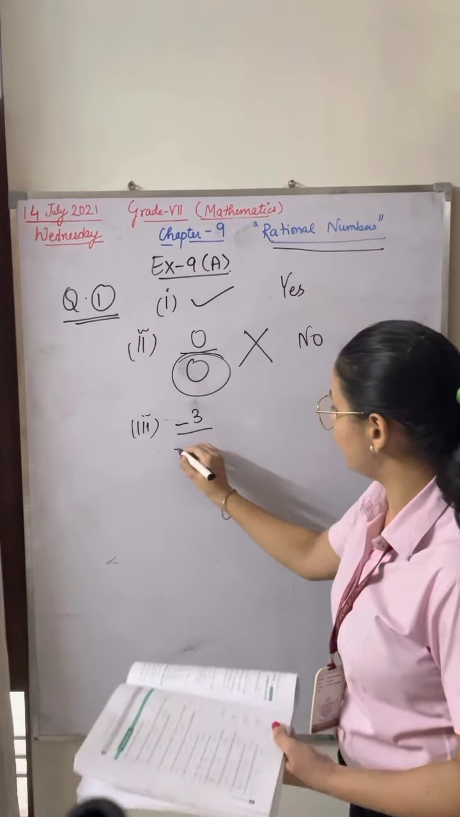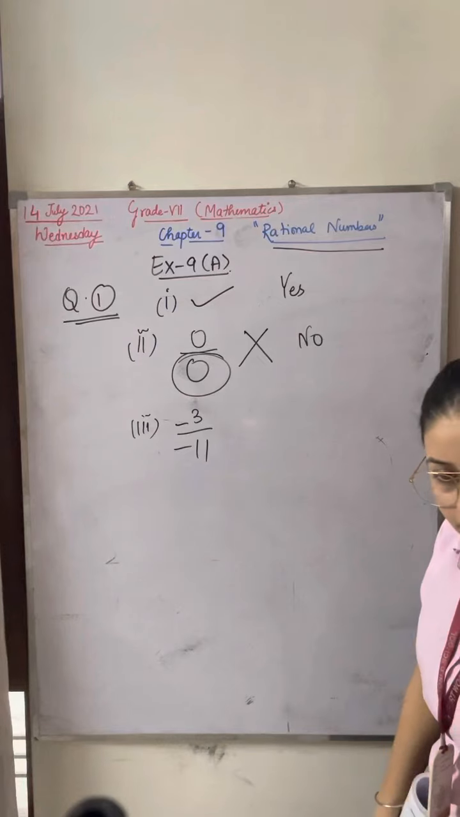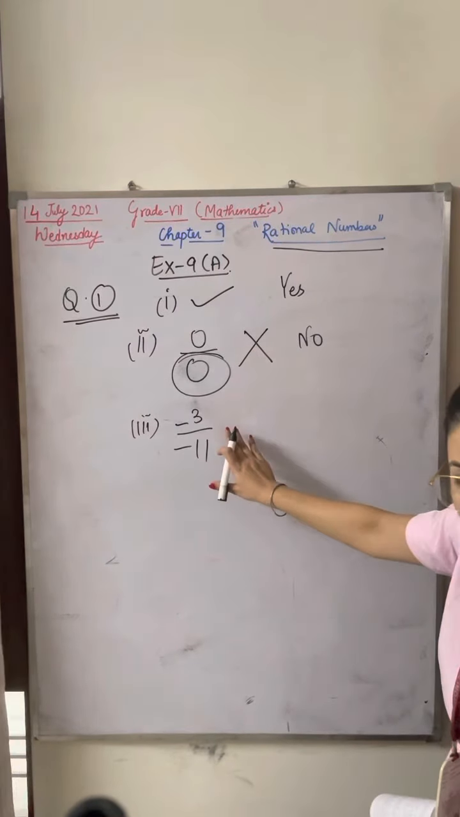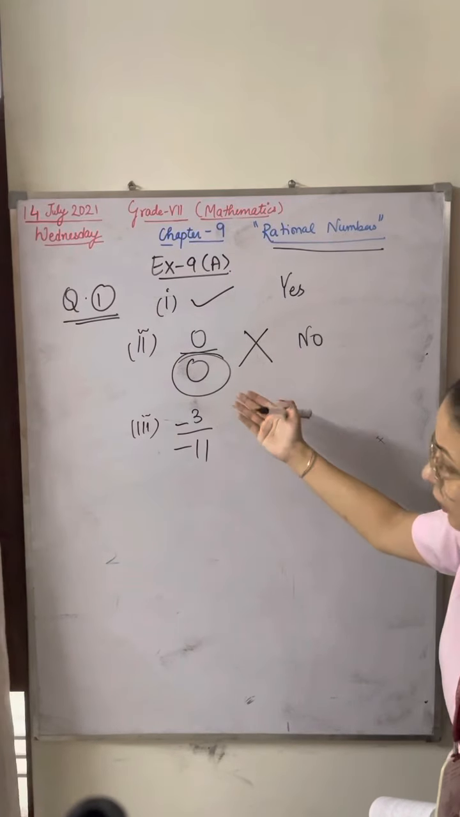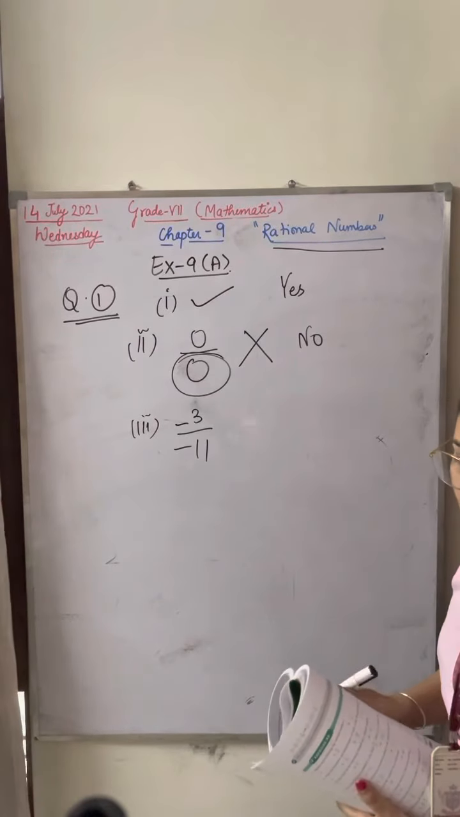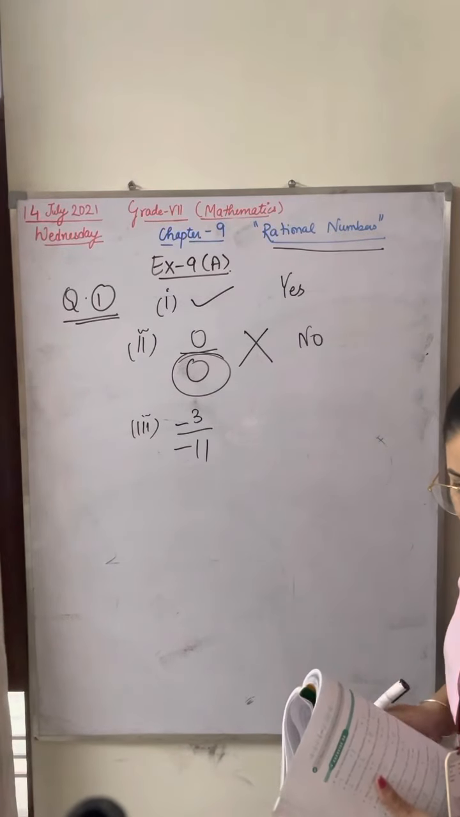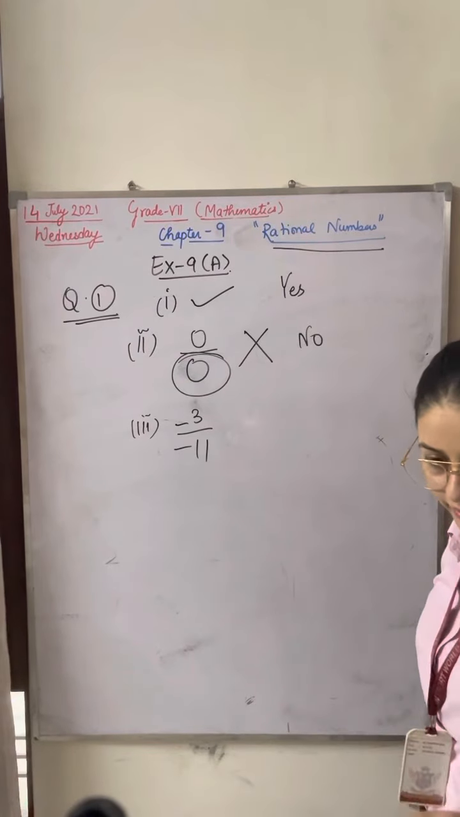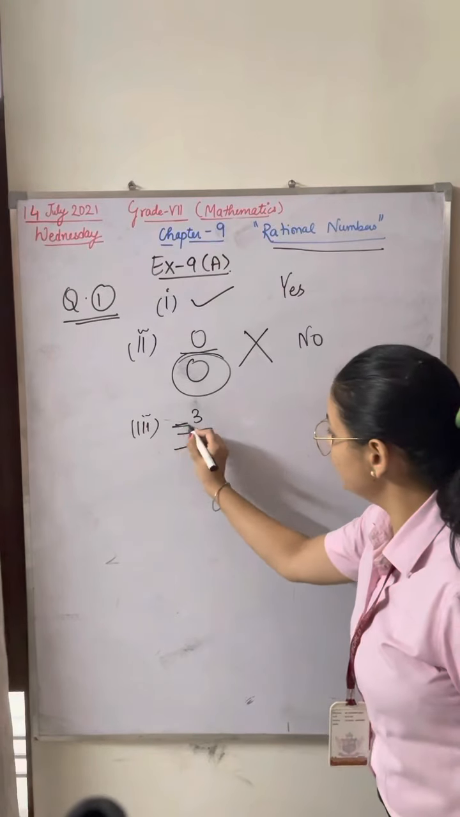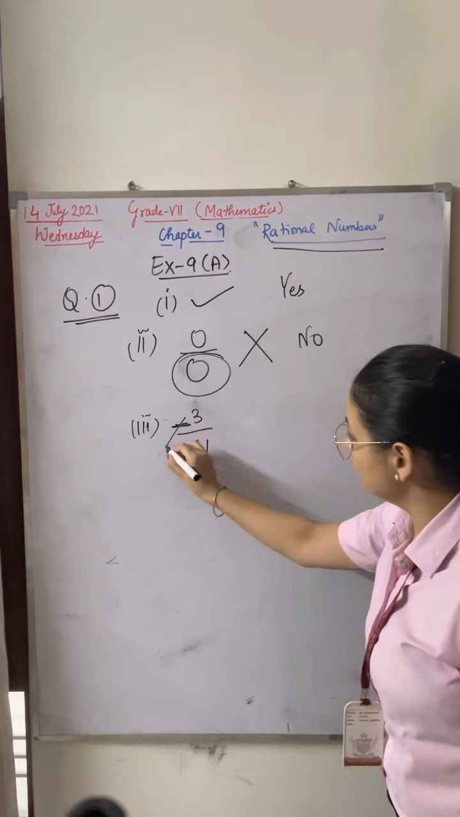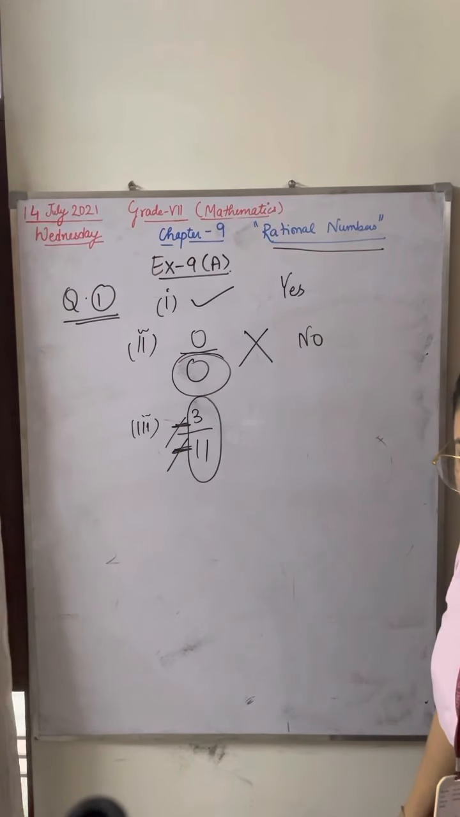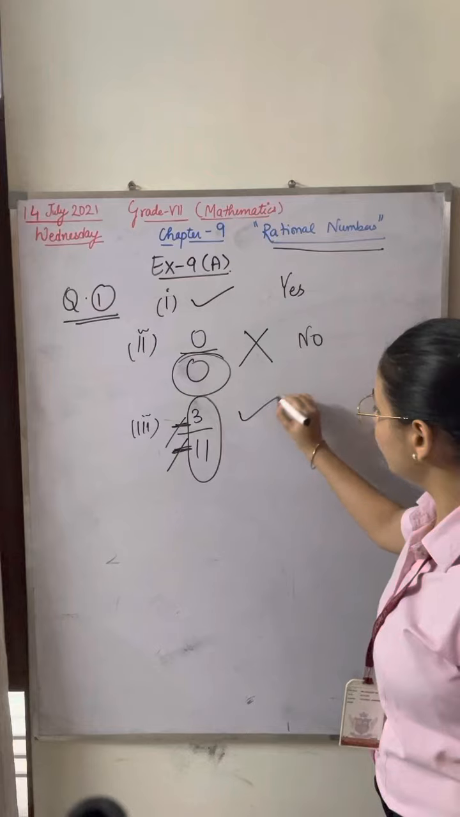Minus 3 upon minus 11 is a rational number. Very good. And can you tell me which rational number it is? Positive or negative? Absolutely correct. All are giving the correct answer except Shreya and one more student. Shreya has given negative. Shreya, I told you that if both are negative, the negatives will get cancelled. Your fraction will be a positive rational number.